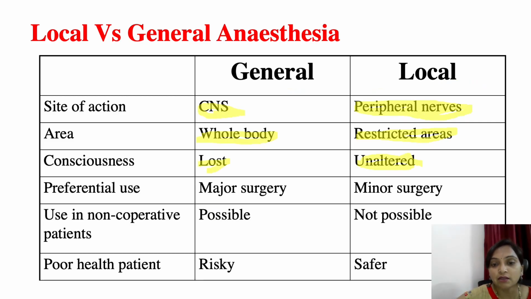Preferential use: general anesthesia is mainly used for major surgeries. Local anesthesia is for minor surgeries like burn dressing, wounds, any sutures. In that condition, we use local anesthetics. And in case of an uncooperative patient, we always prefer general anesthetics. And in poor health status, local anesthetic is the safer mode of anesthesia.